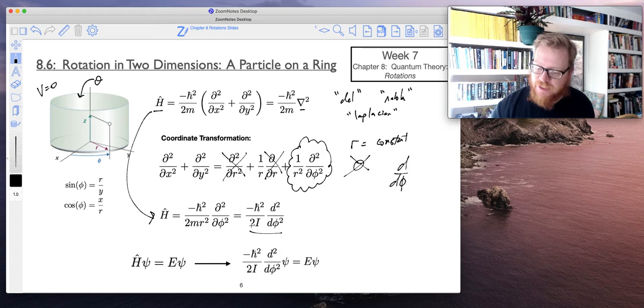Okay, so continuing along with this thing. Let me check the time. Okay, 20 minutes. We're doing great. So now my Schrodinger equation, H psi equals E psi, becomes very simple.